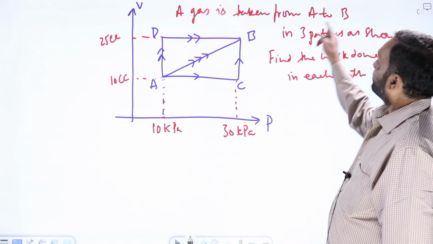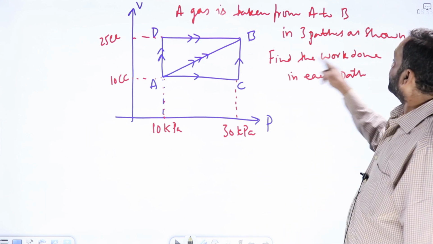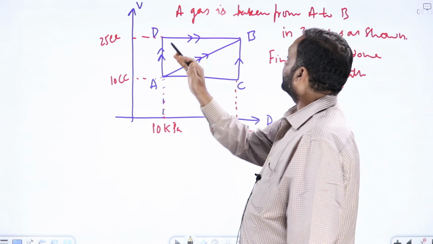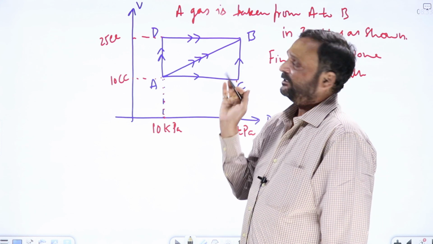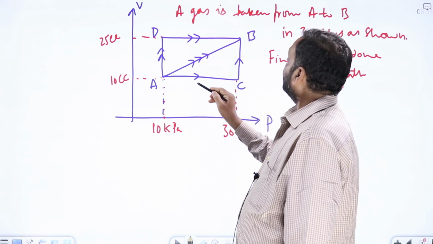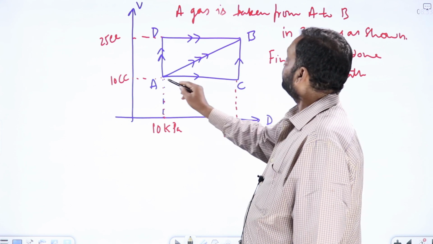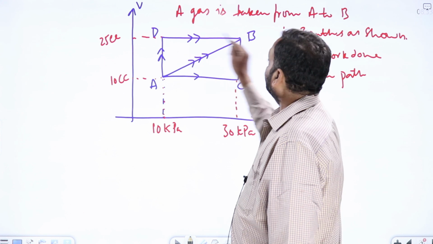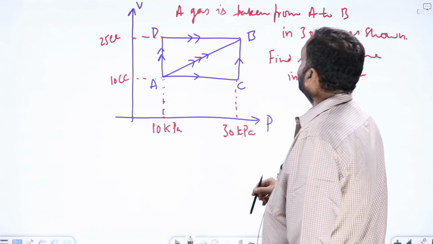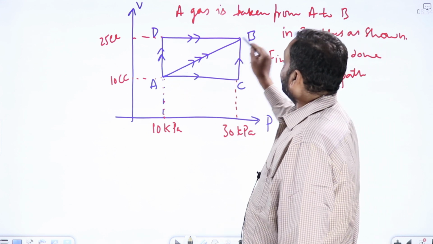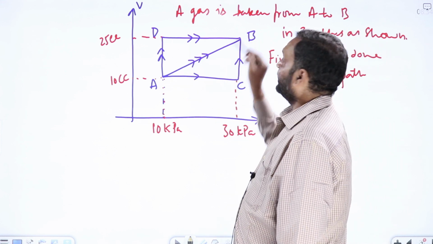A gas is taken from A to B in three paths as shown. Find the work done in each path. He has not given how many moles of gas or whatever it is. Because nothing is mentioned, we have to consider it as an ideal gas only. There are three paths given. Gas is going from A to B via ACB, directly AB, and through ADB. So he's asking us what is the work done in ACB path, in this direct AB path, and in ADB path.